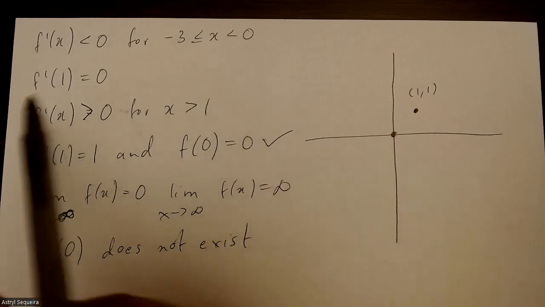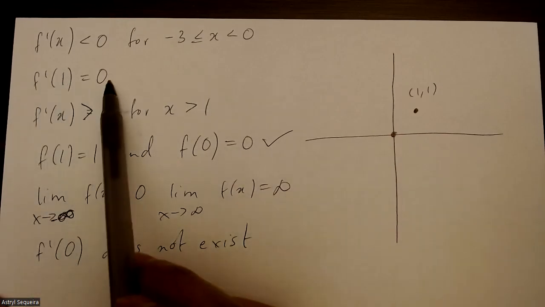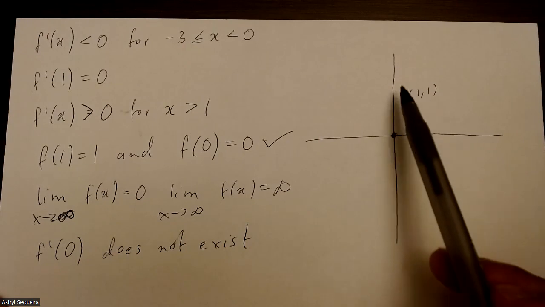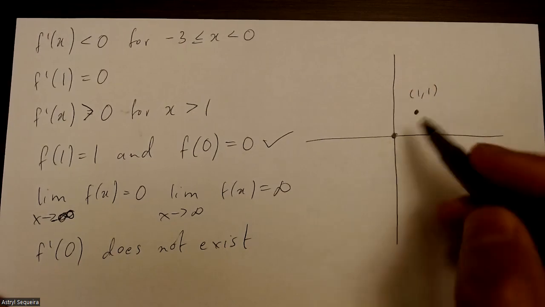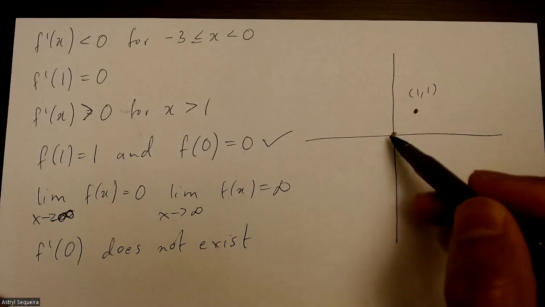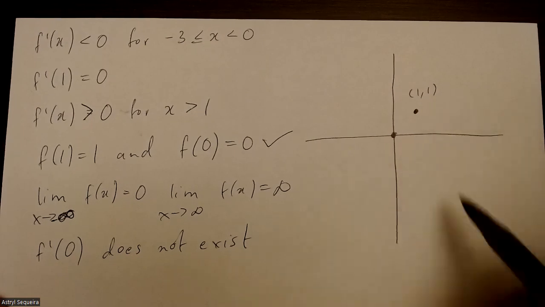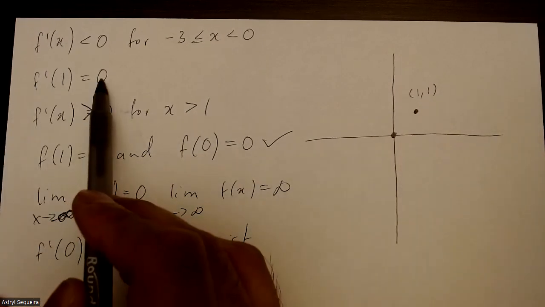Let's see what I can do next. I know that f prime of 1 equals 0. So the derivative at this point equals 0, which means this is either a minimum, a maximum, or it can also be a stationary inflection point. Three possibilities when your derivative is 0.